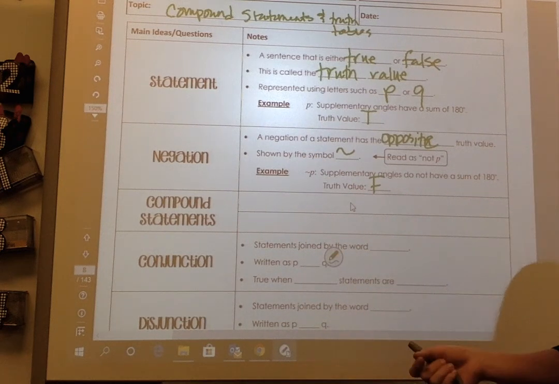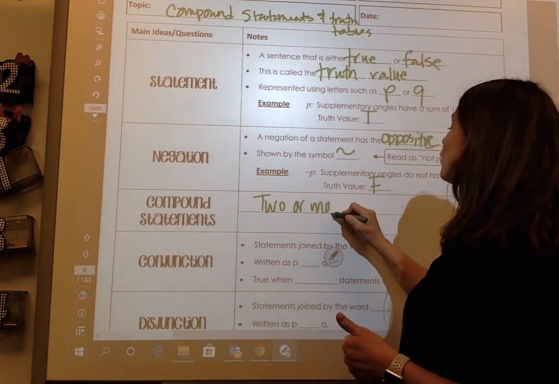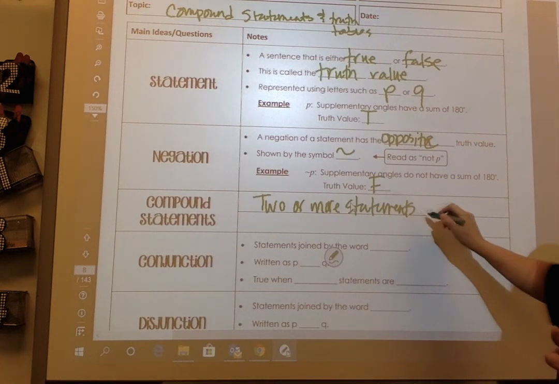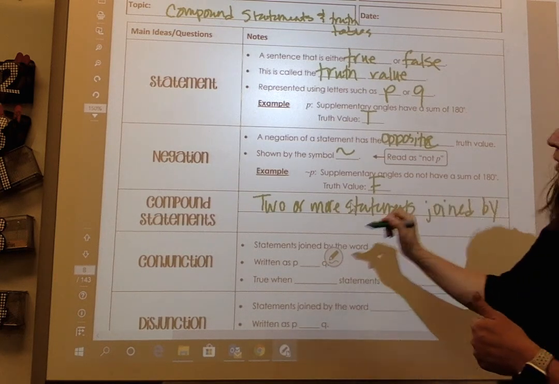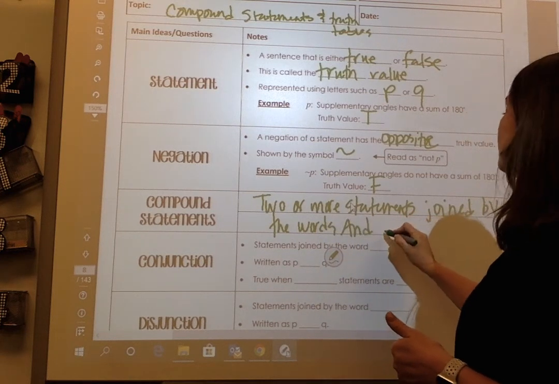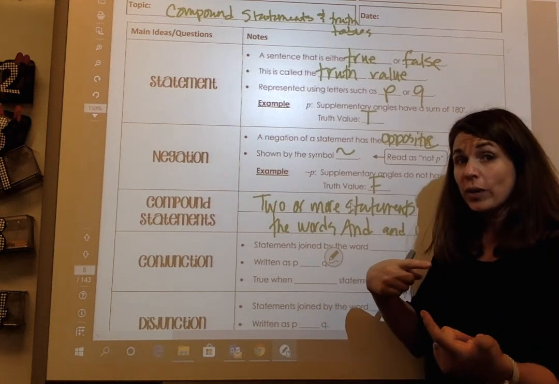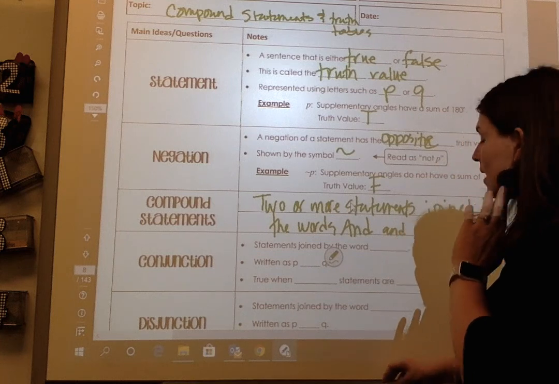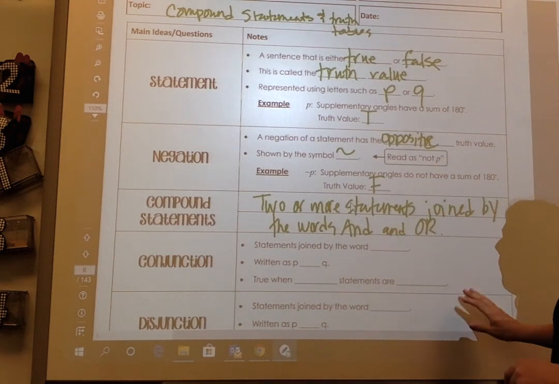A compound statement is two or more statements joined by the words and or or. And in algebra last year, we had compound inequalities. Remember compound inequalities, compound statements? So we used and or there as well.